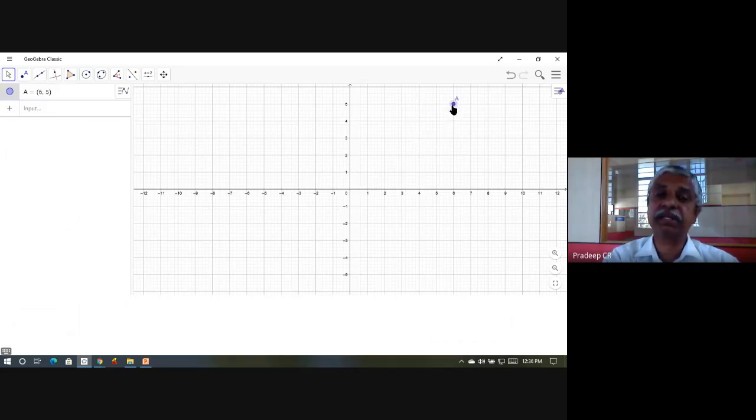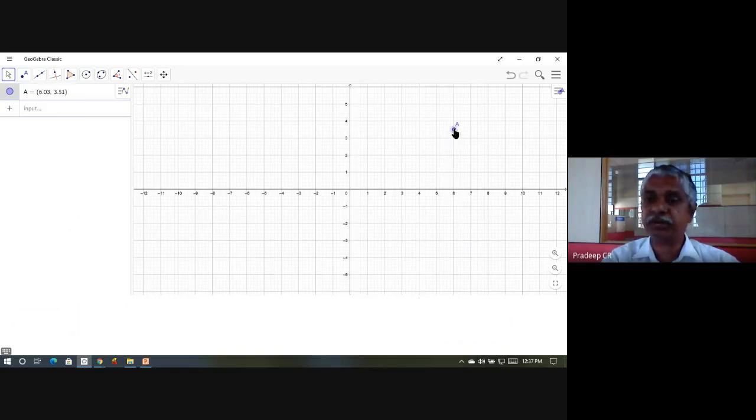This also has distance 6 from the y-axis. But what determines this point is its distance from the x-axis also. You see, you take any point which is at a distance 6 from the y-axis, that is, we know it as the x equal to 6 line.